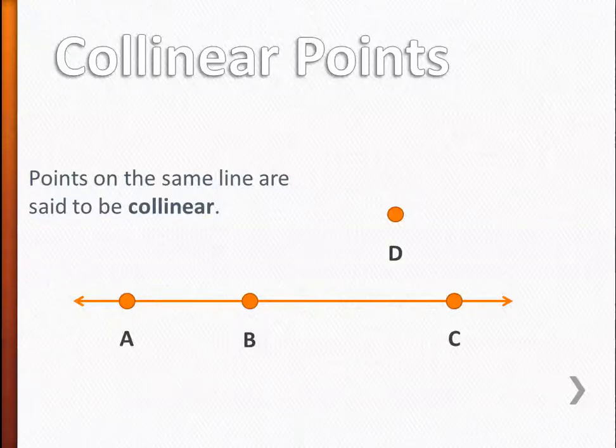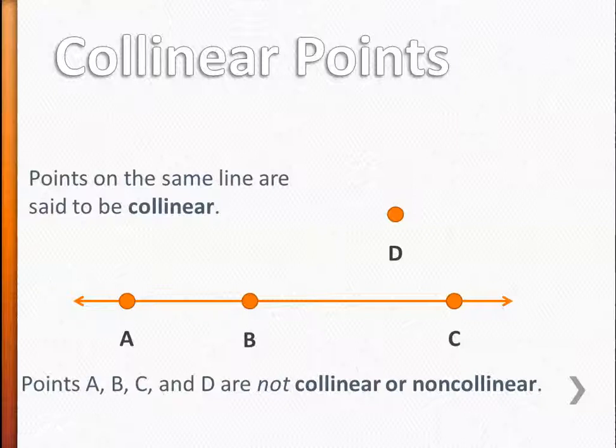Notice that point D is not on the line. Therefore, points A, B, C, and D are not collinear, or we could also call it non-collinear.